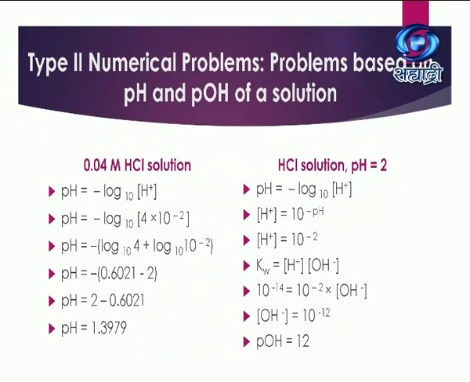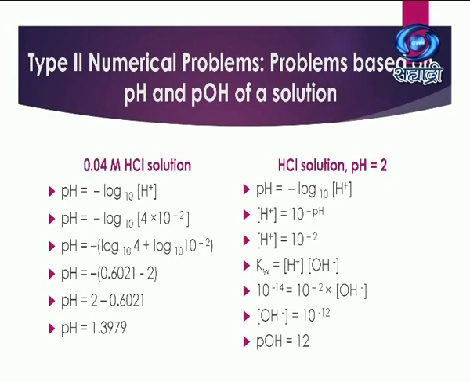Now here are two examples of how it actually works. Suppose you are given 0.04 molar HCl solution and you have to find its pH. Then use the definition directly. pH is equal to minus log to the base 10 of the molar concentration of H plus ions. So substitute the concentration of H plus ions. It is 0.04 molar, that is 4 into 10 raised to minus 2 molar. Now HCl is a strong acid, so H plus ion concentration is the same as the concentration of acid. So pH is equal to minus log to the base 10 of 4 into 10 raised to minus 2.